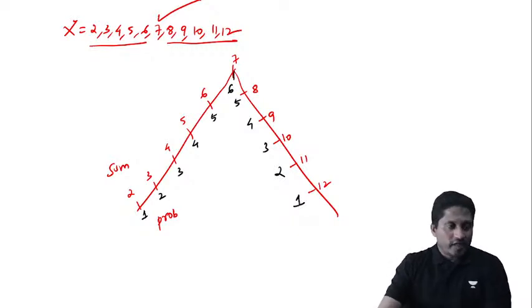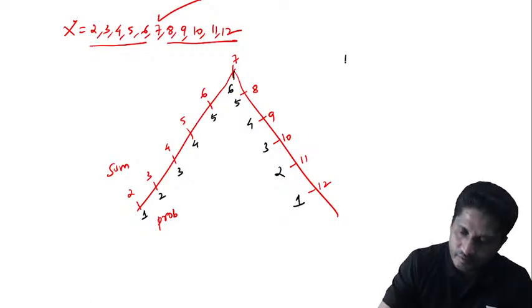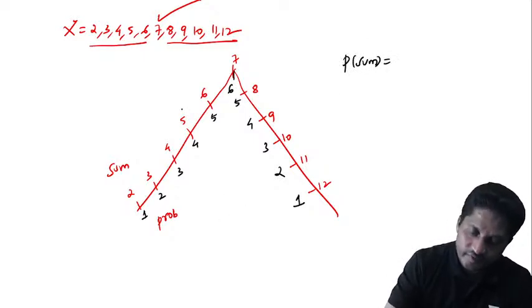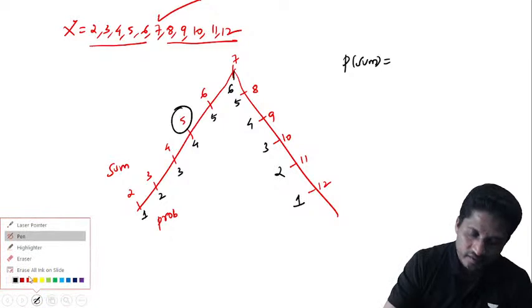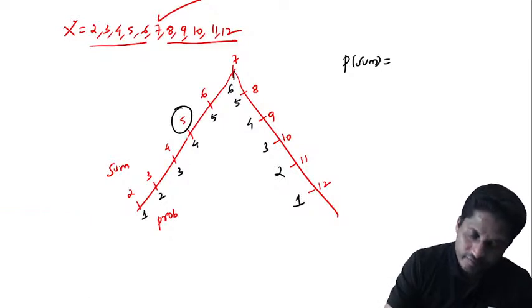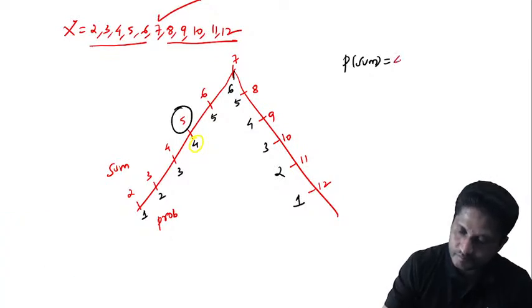That's it. Now it is very simple. Find the probability of obtaining a sum. Probability of obtaining sum 5. This is sum 5, right? What's the probability here? Sum 5 probability will be equal to 4. That's why this is equal to 4 by 36. Sum 5 is 4 by 36, which is equal to 1 by 9.